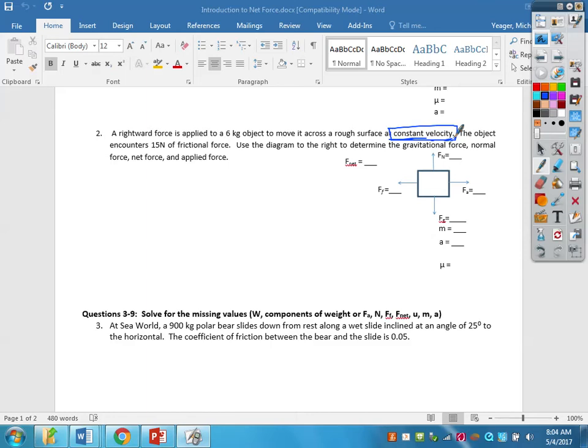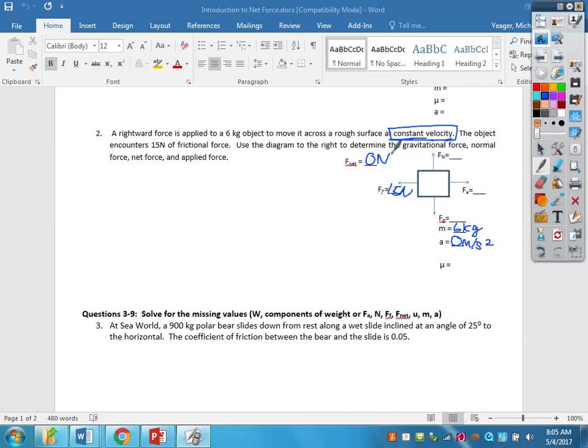Okay? So it's moving at a constant velocity. The object encounters a 50 Newton of frictional force. Use the diagram to the right to determine the gravitational force, everything else basically. So let's fill in what we know. I know it's 6 kilograms. I know the frictional force is 15. If I'm going at constant velocity, that means my acceleration is 0 meters per second squared, and my net force is 0. The only way to go at constant velocity is to have no net force. So this is back to an equilibrium problem.